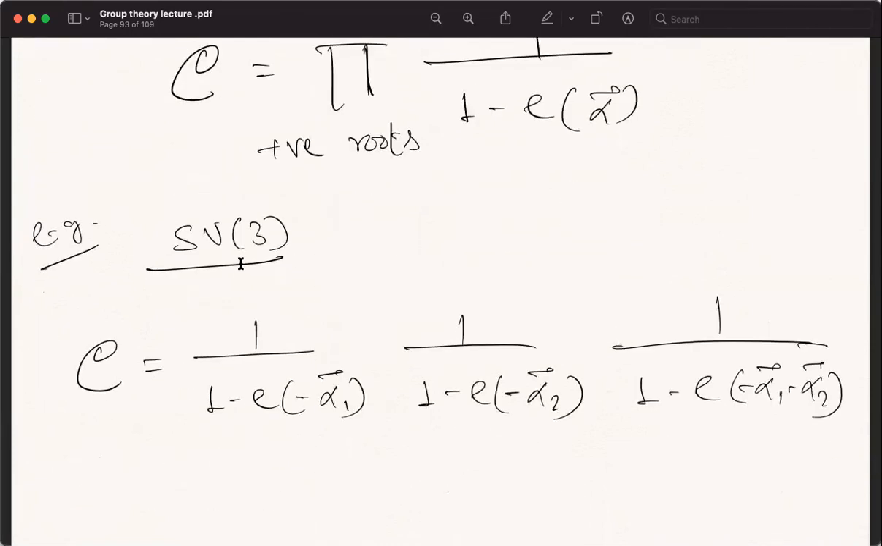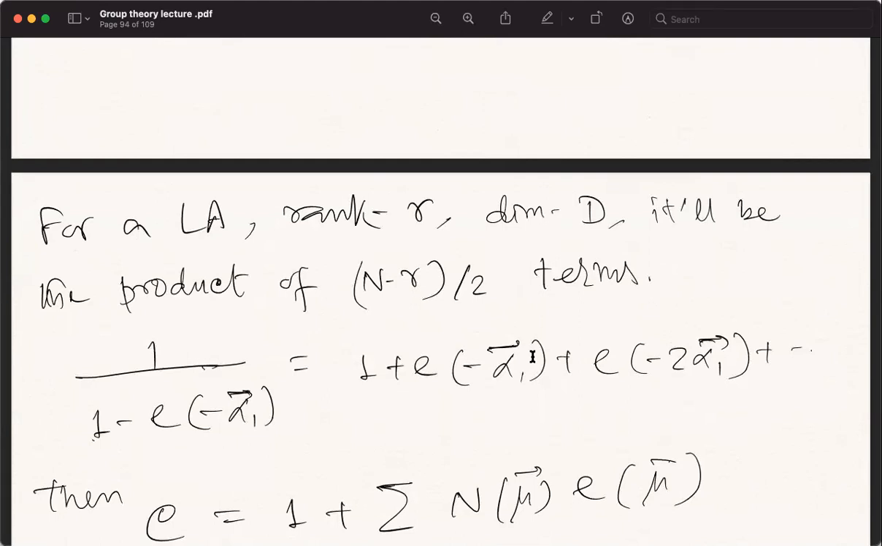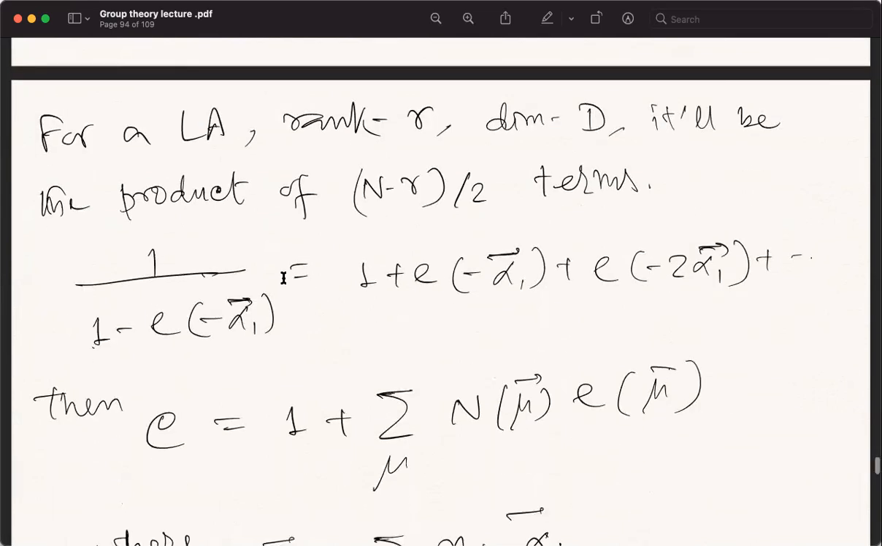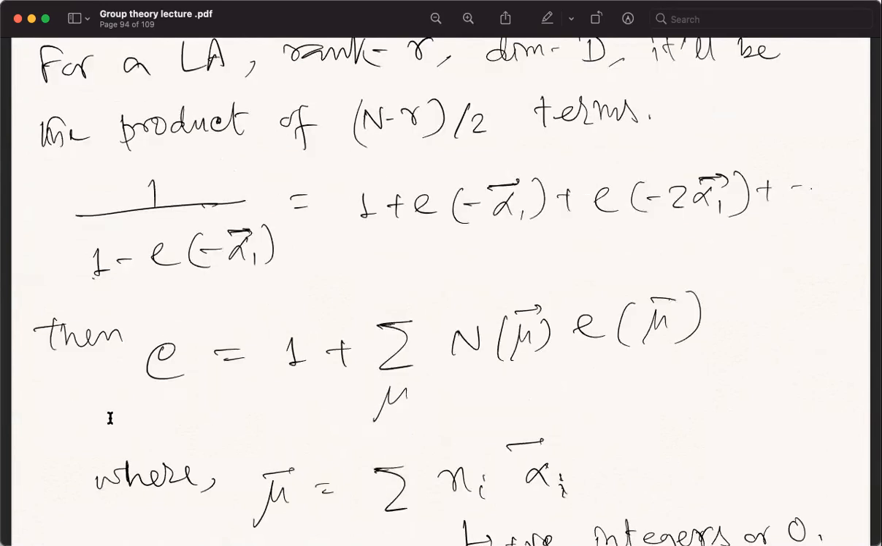For example, if you consider SU3, you have 3 positive roots: alpha 1, alpha 2, and alpha 1 plus alpha 2. So you see the constant counter is defined in this particular way. Now for a given Lie algebra of rank r and dimension d, it will be the product of (d minus r) by 2 terms, which we have seen already. Now we can define this 1 by 1 minus e minus alpha 1 as a Taylor series, and write the exponentials as 1 plus e to the power minus alpha 1 plus e minus 2 alpha 1, and so on.